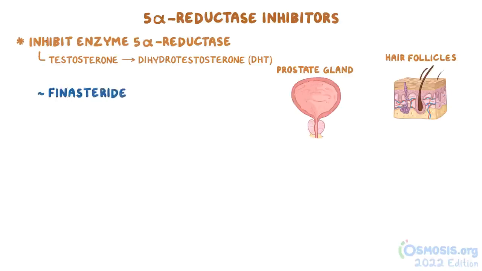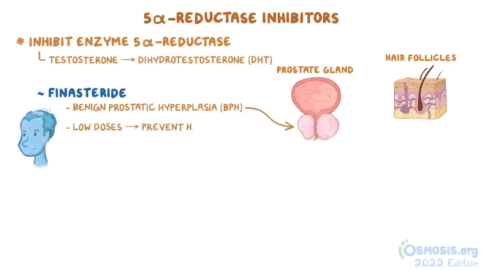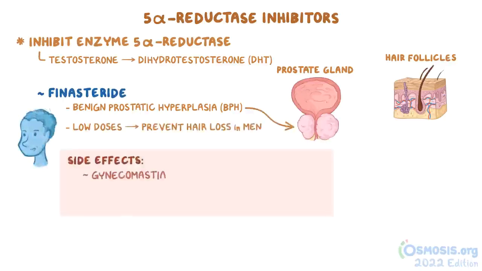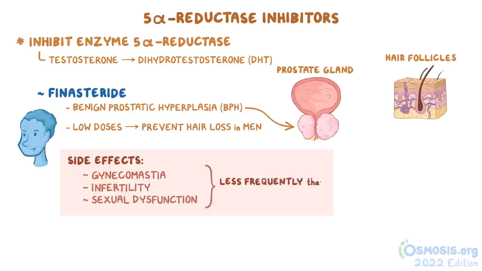Now, finasteride is used to treat benign prostatic hyperplasia, or BPH, which is the non-cancerous growth of the prostate gland, and in lower doses to prevent hair loss in men. Now, finasteride can cause gynecomastia, infertility, and sexual dysfunction, but less frequently than the other anti-androgens because it does not interfere with the action of testosterone.